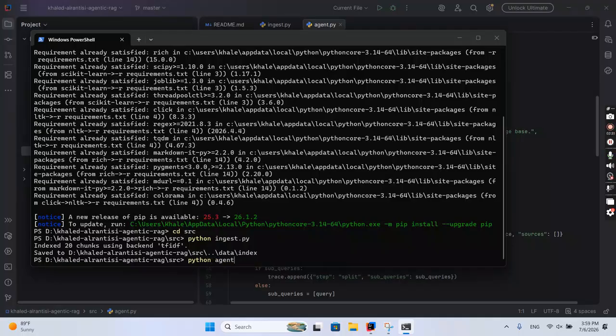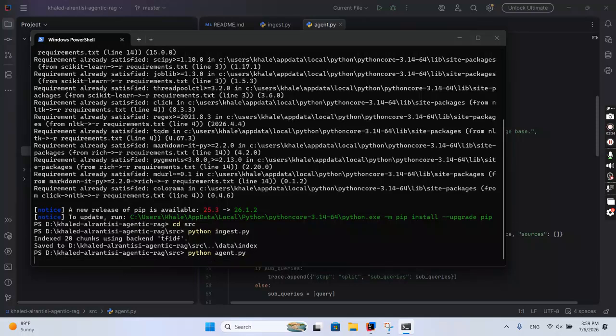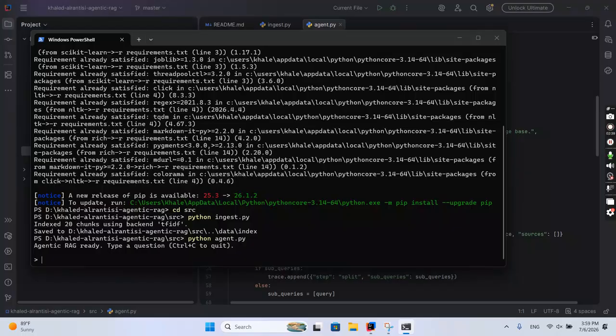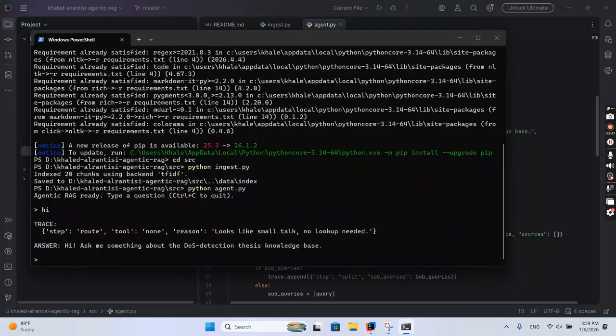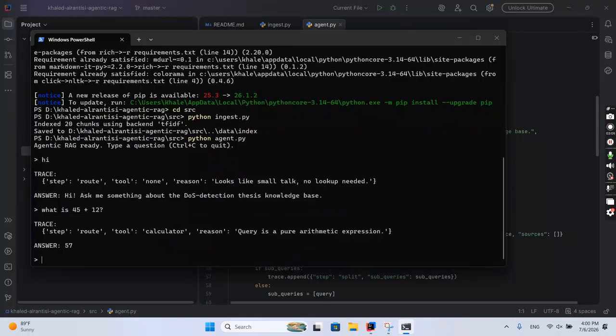Now we'll run the agent. Okay, now the assistant is running and ready to answer questions. We'll just write, for example, hi. It says, ask me something about my thesis project, which is DOS detection. And if I write, for example, what is 45 plus 12? It says 57.